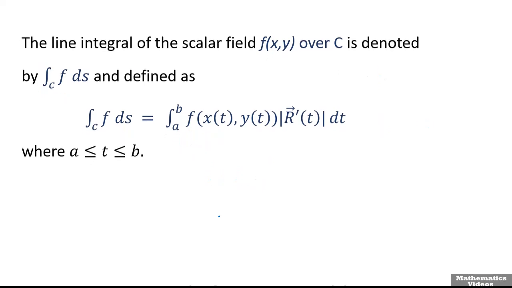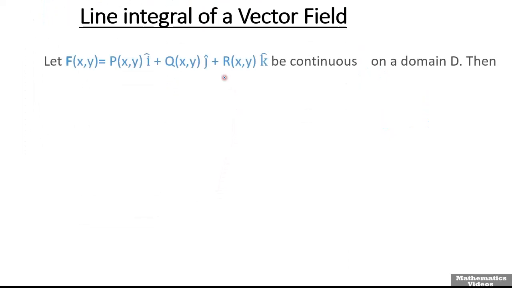Now we will move forward and define the line integral of a vector field. Suppose that we have a vector field f of x and y equal to p of x and y i unit vector plus q of x and y j unit vector plus r of x and y k unit vector. Here p, q and r are the components of the vector field f. p is the x component, q is the y component, and r is the z component of f. And we are supposing that this vector field is continuous on a domain D.